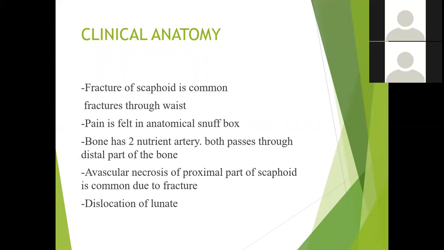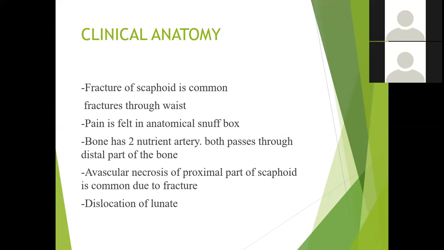So if there is a fracture in the waist region, the proximal part of the bone is devoid of blood supply, and this part will be prone to necrosis. Okay, so we can see avascular necrosis in the proximal part of the scaphoid bone if there is any fracture in the waist region of the scaphoid.